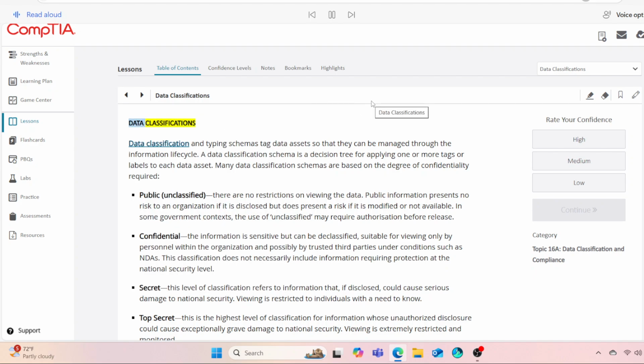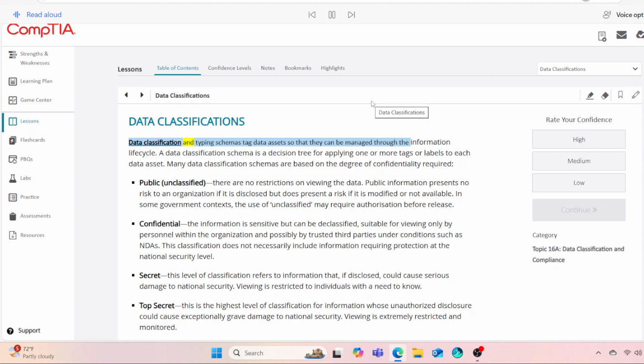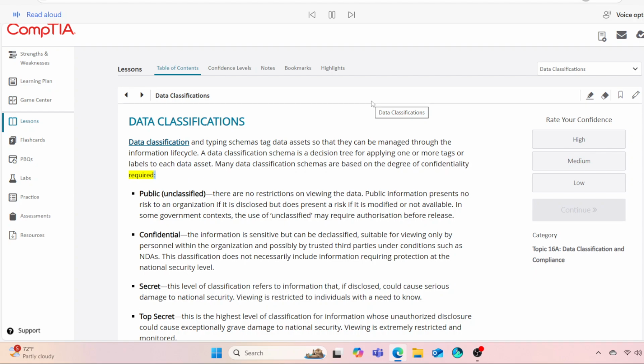Data classifications. Data classification and typing schemas tag data assets so that they can be managed through the information lifecycle. A data classification schema is a decision tree for applying one or more tags or labels to each data asset. Many data classification schemas are based on the degree of confidentiality required.